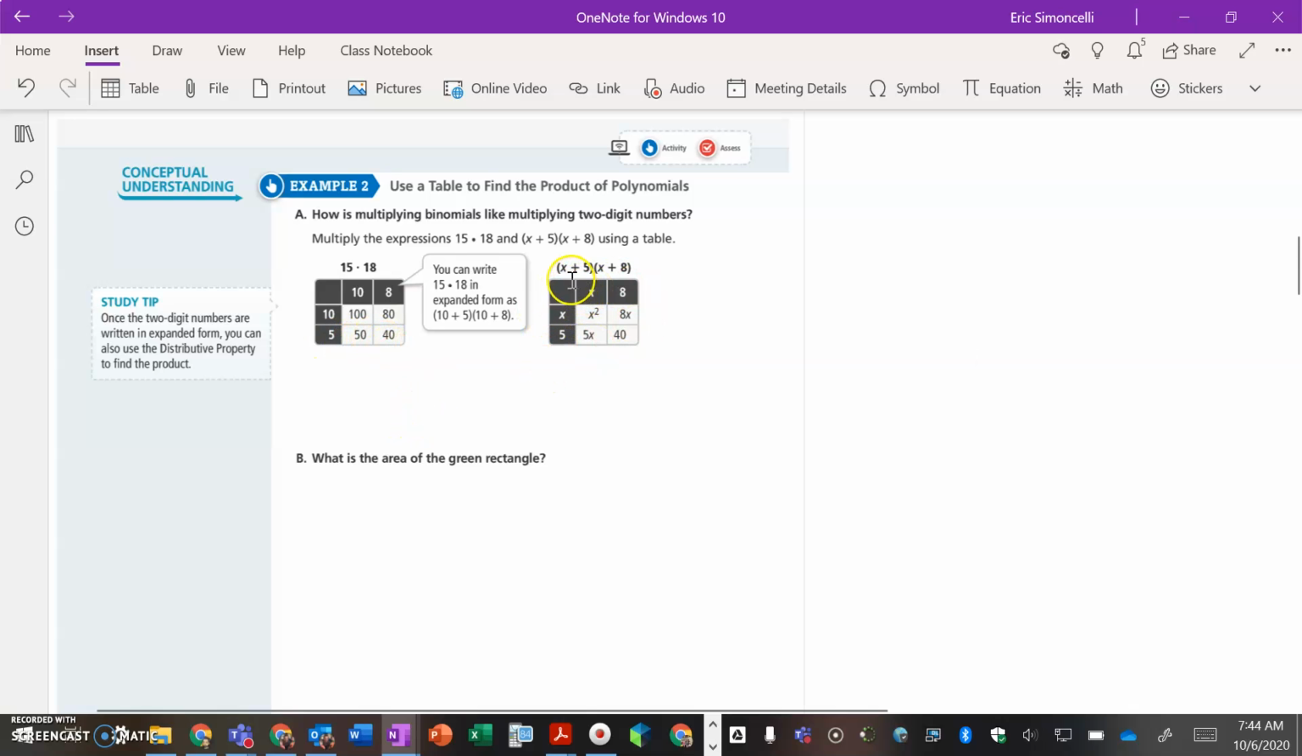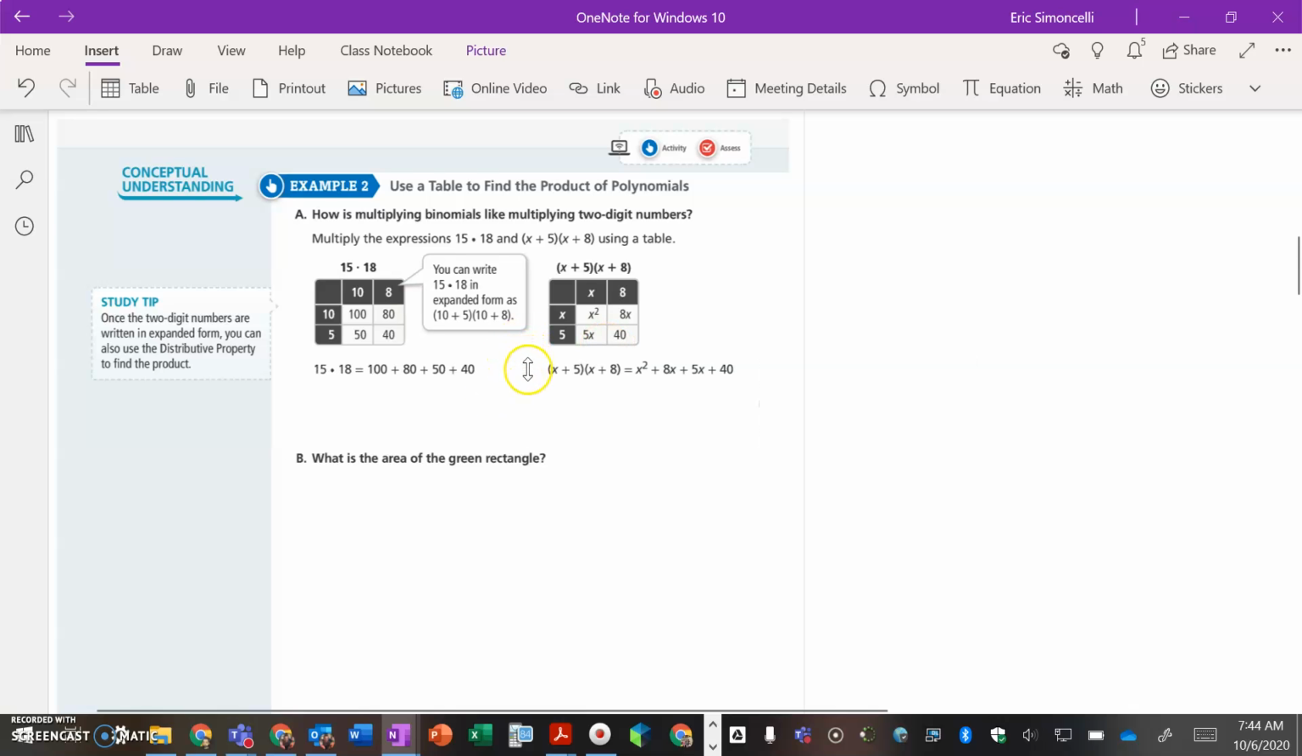Here, without actual numbers for x, the same type of setup applies. So x plus 8 and x plus 5. X times x, that's just x squared. 8 times x, that's 8x. X times 5 is 5x, and 8 times 5 is 40.